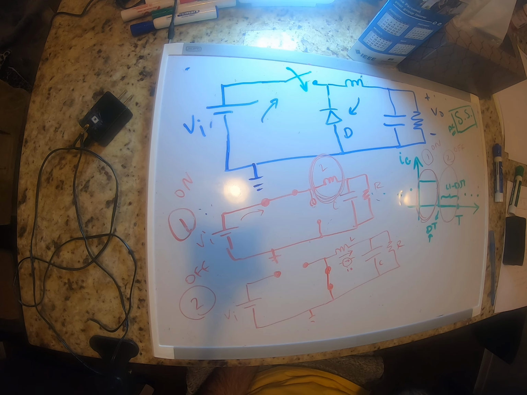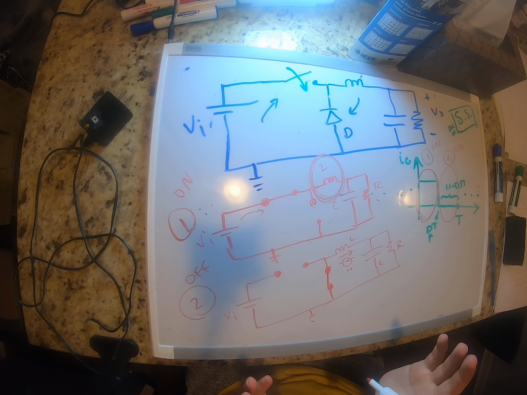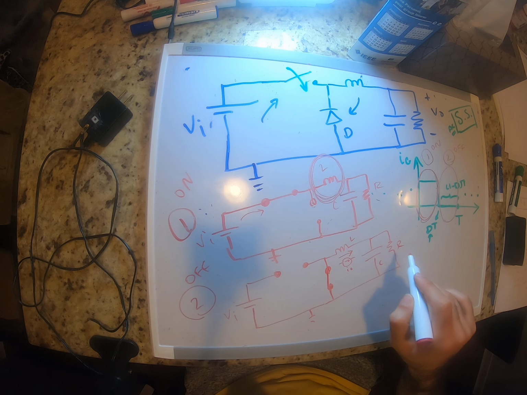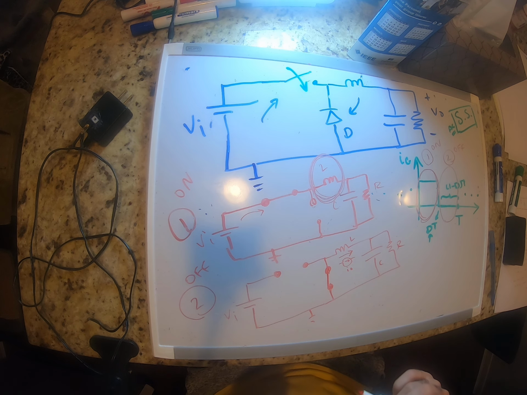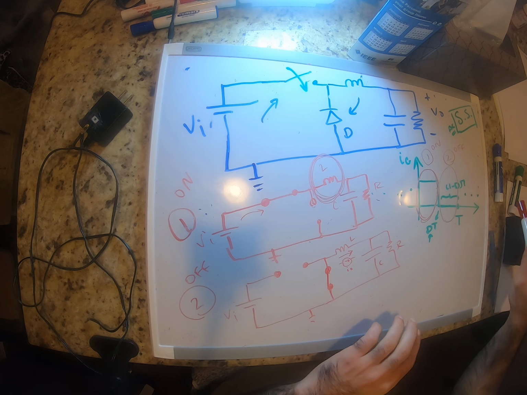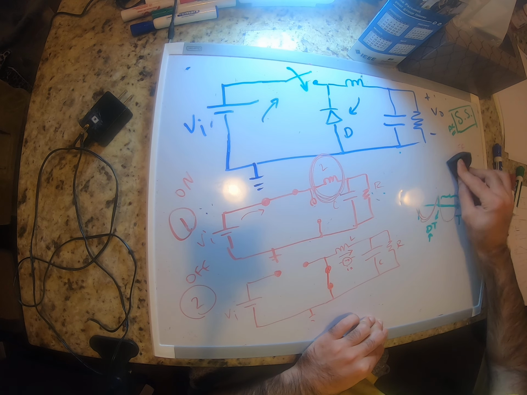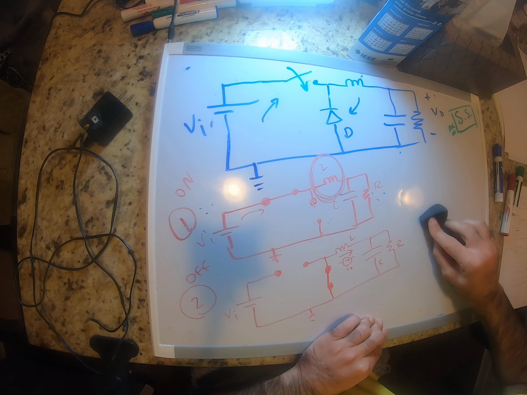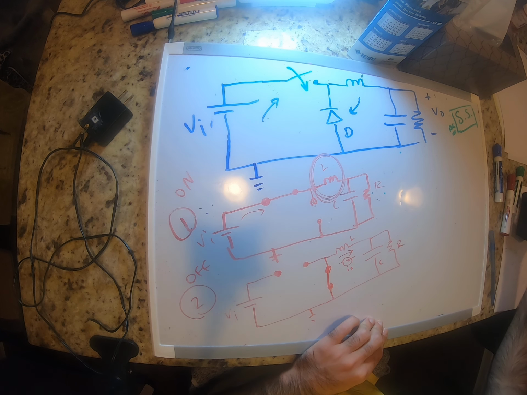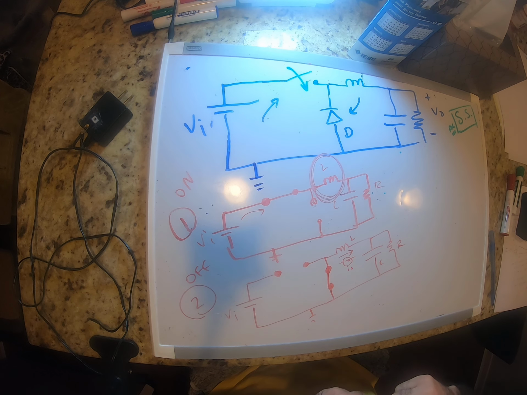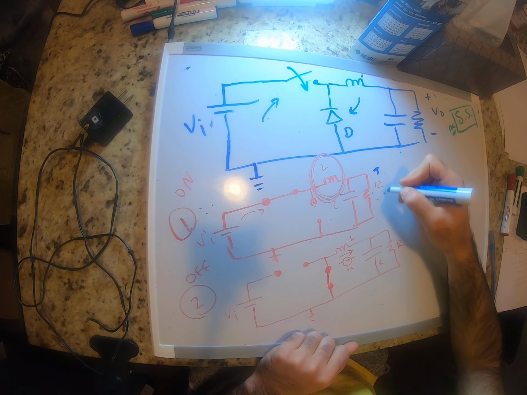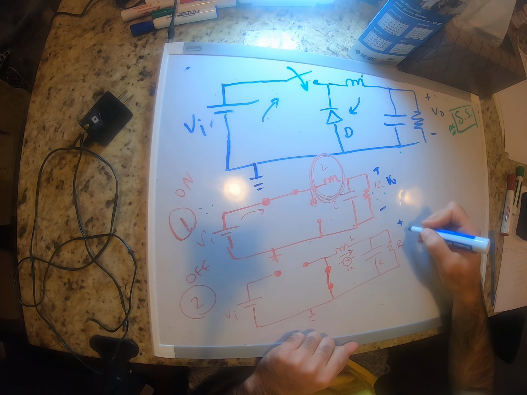But in this course, we only analyze the circuit assuming that we always have current flowing through the inductor. So let's see how our inductor voltage and current would look like. So this is VO, let's call it VO.